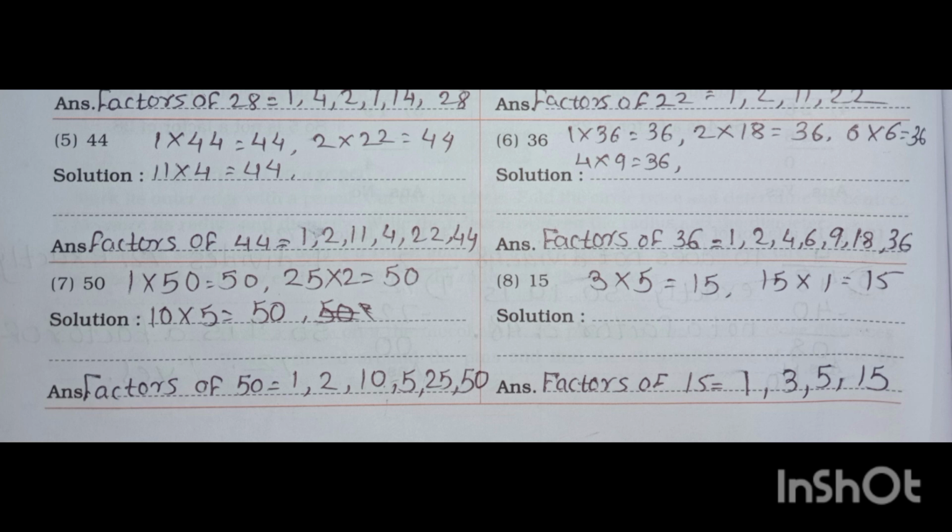Now sixth one, 36. 1 into 36 is equal to 36. 2 into 18 is equal to 36. 6 into 6 is equal to 36. 4 into 9 is equal to 36. Then factors of 36: 1, 2, 4, 6, 9, 18 and 36.